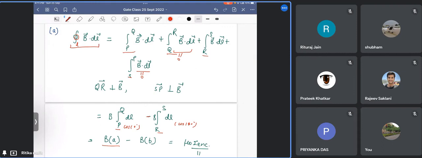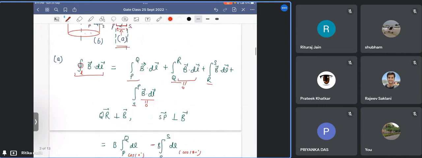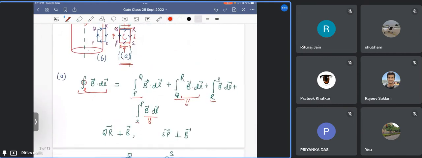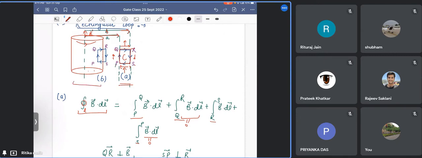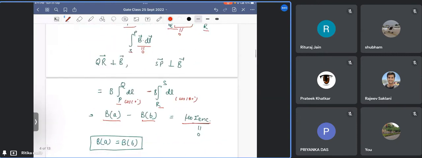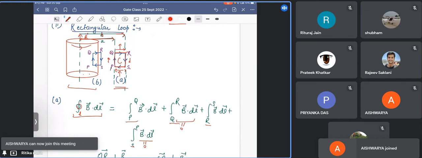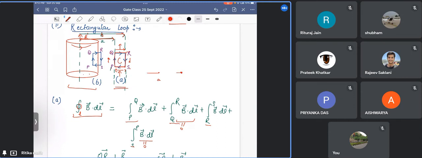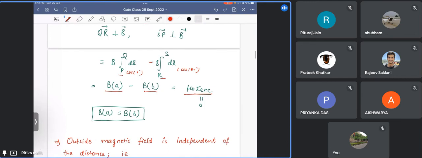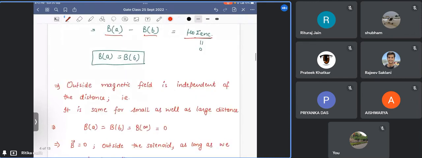So the magnetic field at a distance A and the magnetic field at a distance B is equal to mu naught I enclosed from Ampere's law. There is no current inside this loop. You can see the current is in this region of the solenoid. So basically I enclosed is 0. So the magnetic field at position A is equal to the magnetic field at position B. That means if I take A and B somewhere like this, A point here and B point here, or I can take it at infinity as well. My magnetic field is not going to depend on the distance since B at A is equal to B at B.